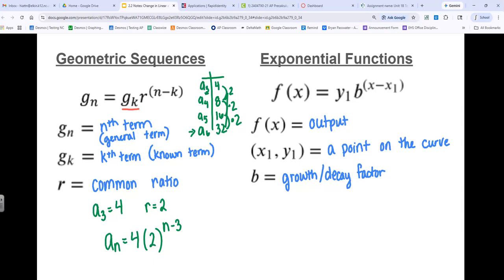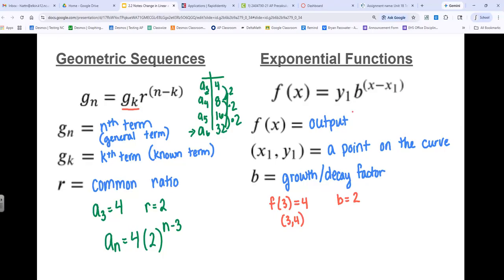Okay, here's what it's going to look like if you're dealing with a function instead of an equation. You're going to have a point on the curve. So instead of a sub 3 equals 4, you'll get f of 3 equals 4, which tells you what point? 3, 4. And then your b value, which is your common ratio, would be 2 here.